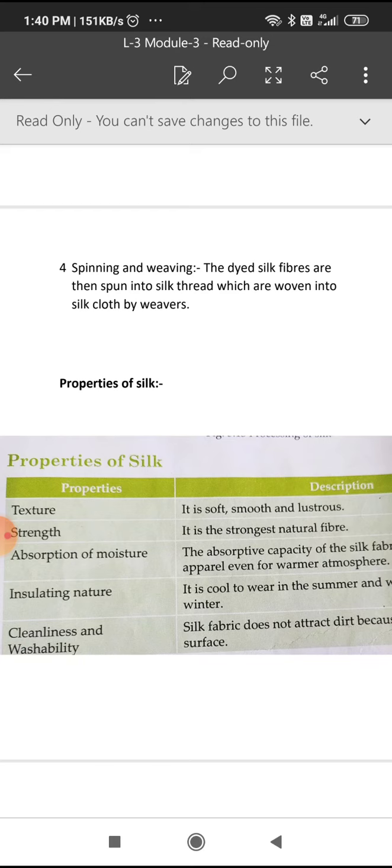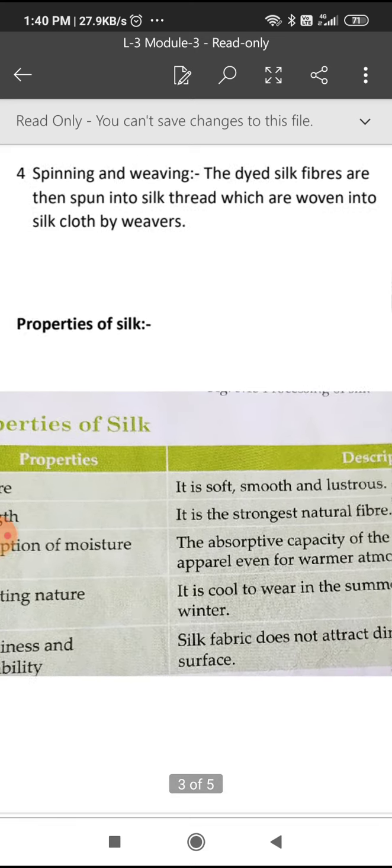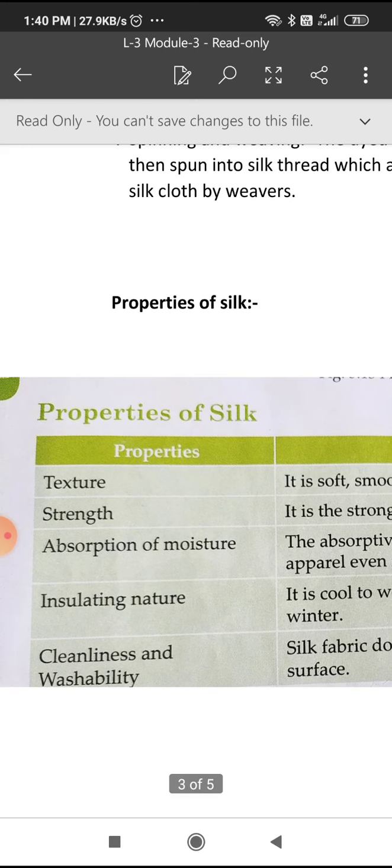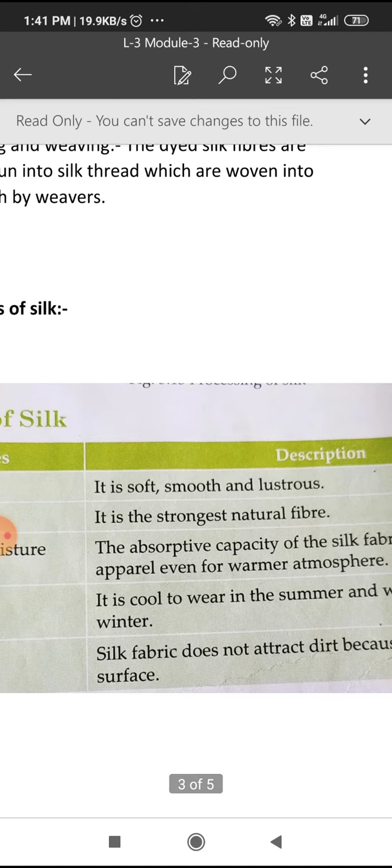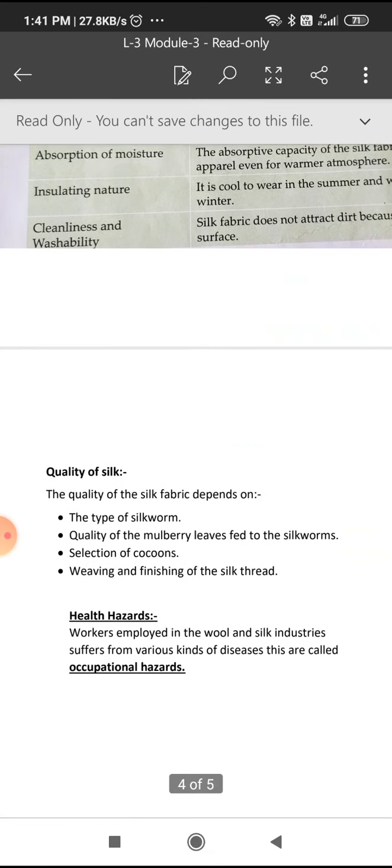Then cleanness and washability. It's very shining, easy to clean, easy to wash, and it does not hold dirt because it's very smooth and attractive. So these are the properties: texture, strength, absorption of moisture, insulating nature, cleanness and washability. Now, the quality of silk.